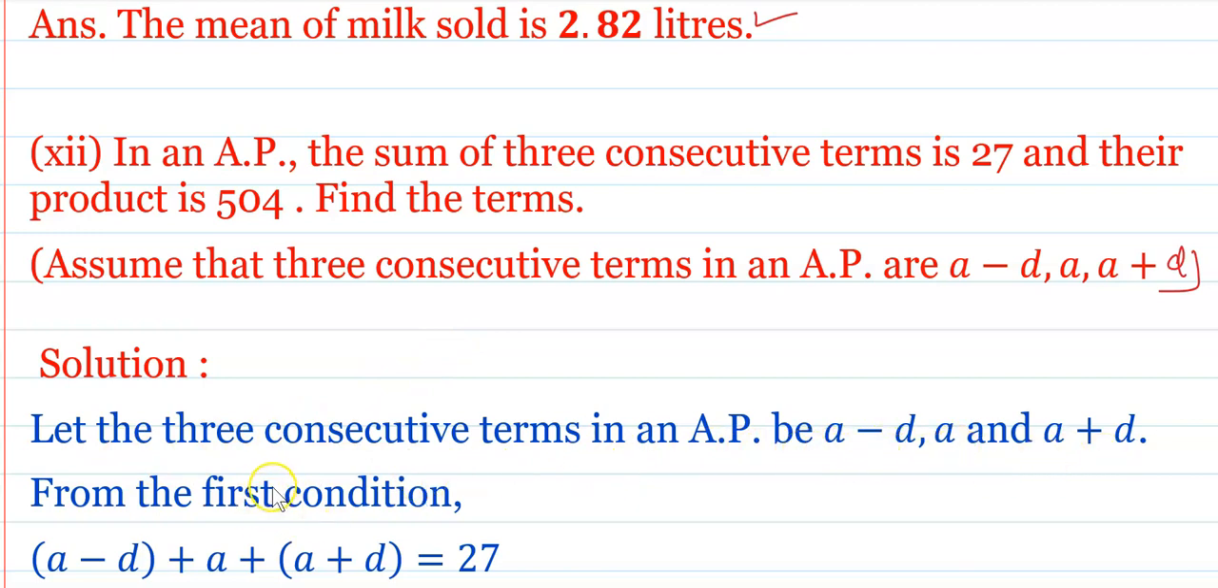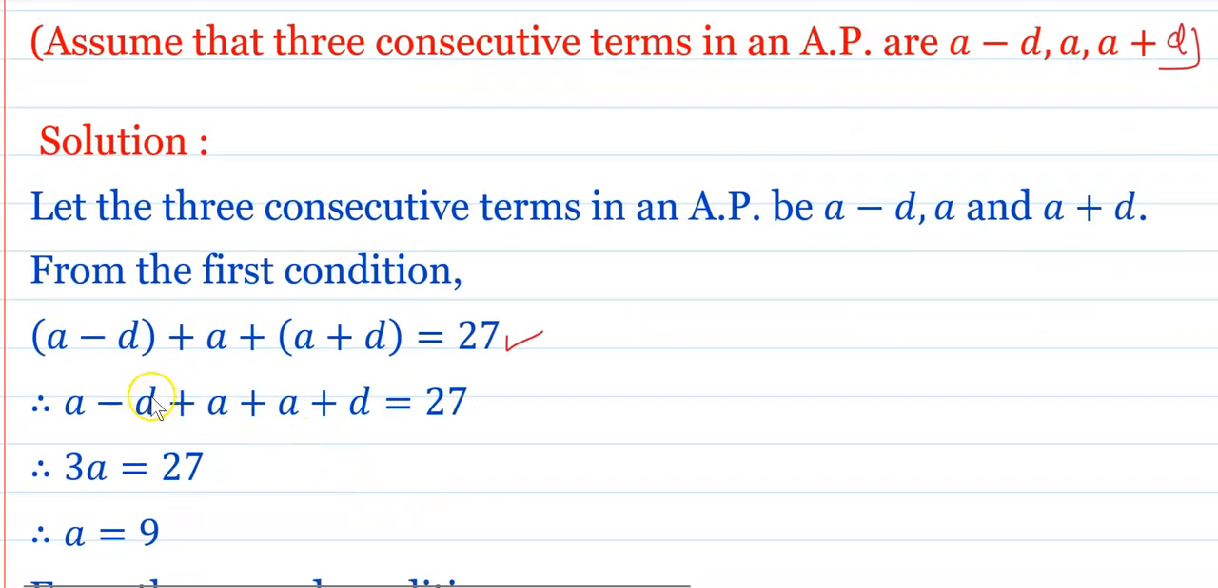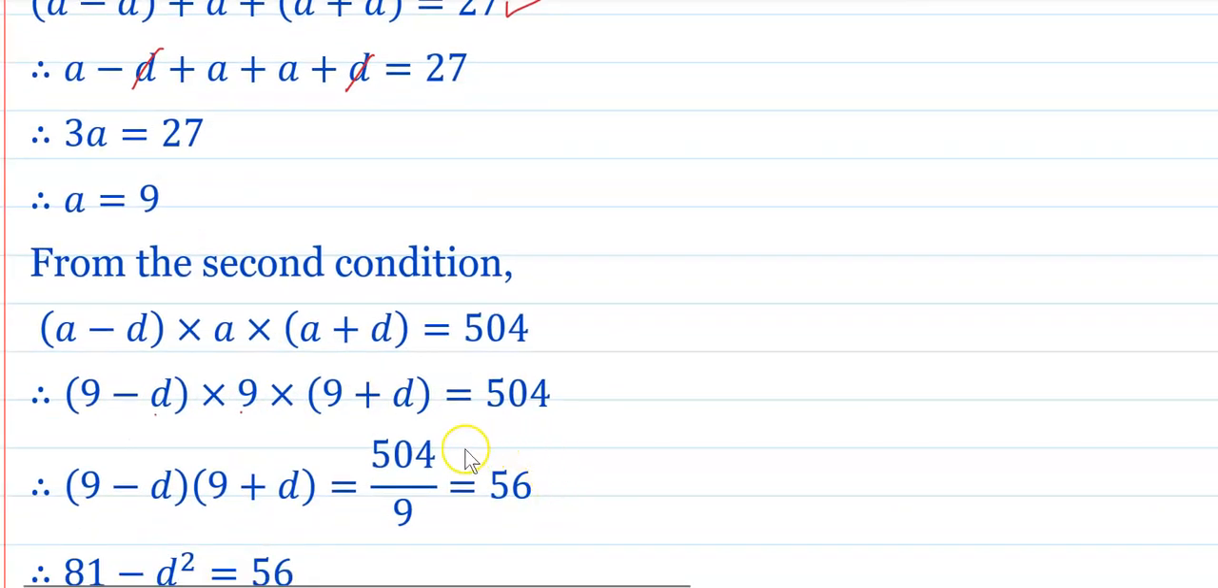From the first condition, sum of 3 consecutive terms means: a minus d plus a plus a plus d is equal to 27. If we add this, minus d plus d get cancelled. a plus a plus a, you will get 3a is equal to 27, a is equal to 9. And from the second condition, their product a minus d into a into a plus d is equal to 504. Substitute a as 9. म्हणजेच किती मिळणार, 9 minus d into 9 into 9 plus d is equal to 504.